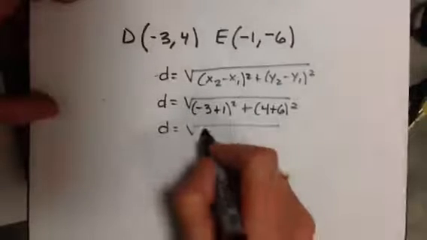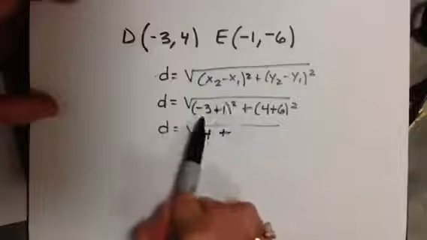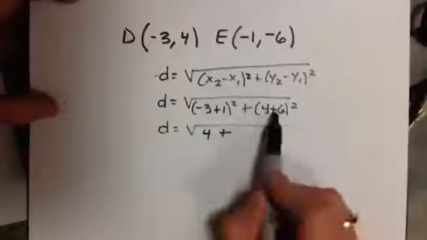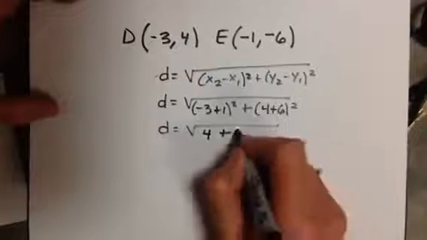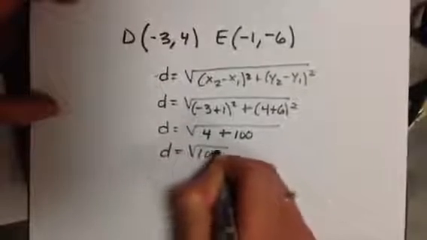I'm going to simplify each parentheses. Negative 2 squared is 4. See how I did that in one shot? I did negative 2 in my head, and then squared is 4. You can do that. And 4 plus 6 is 10. 10 squared is 100. So the distance is rad 104.